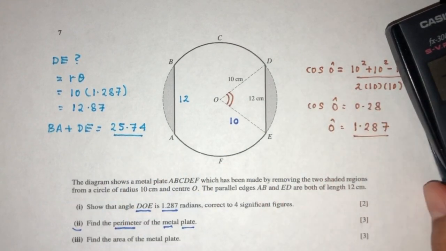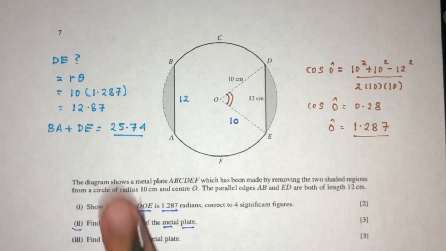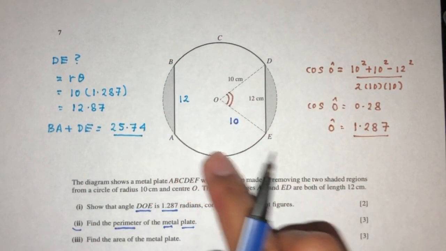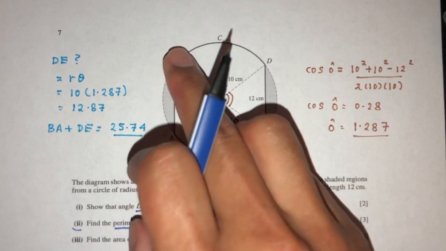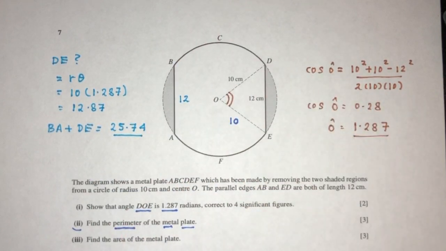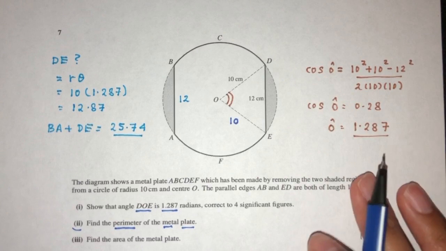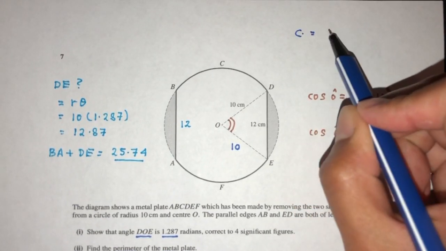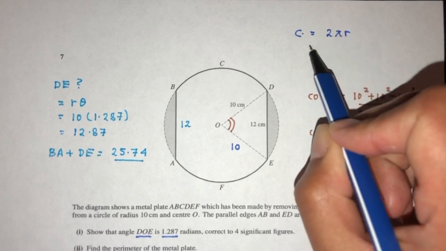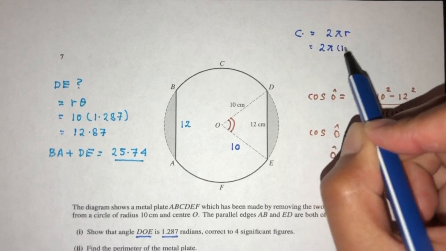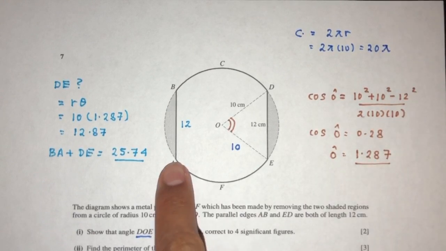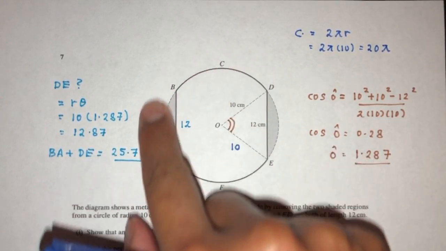We don't need those, right? So how can we use this? If you think, we can find the circumference of the whole circle and then minus these two sides. If that makes sense. So what is the formula for circumference of a circle? That should be 2 pi r. So 2 pi is pi, radius is 10. That should be 20 pi is the circumference of the whole circle.